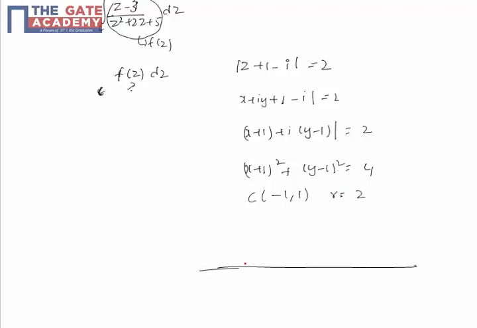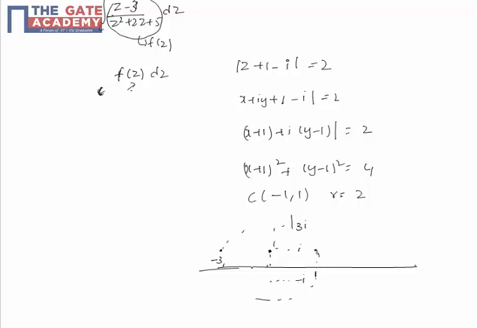Now we can mark the point minus 1 comma 1 here, and the radius is 2. So here it extends up to minus 3, and here it extends up to 1. Here it will extend to 3i, and here it will be minus i. So this can be considered as a circle.